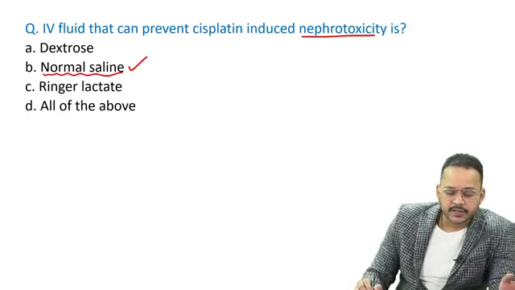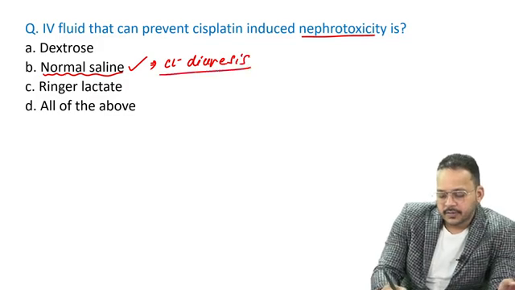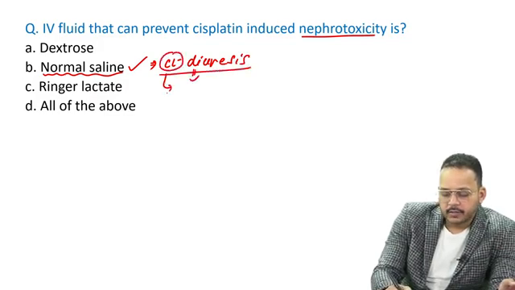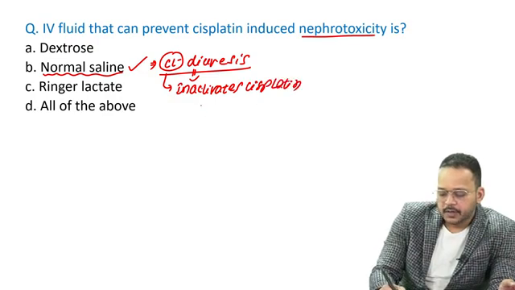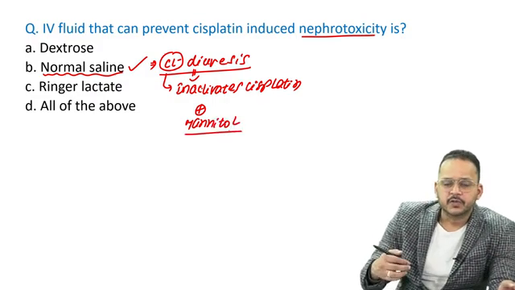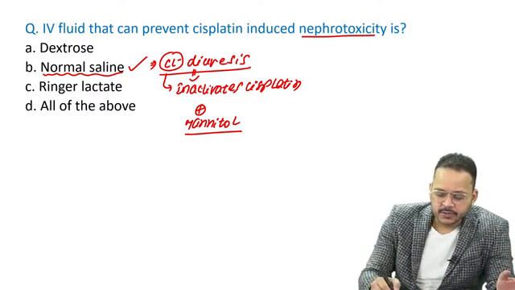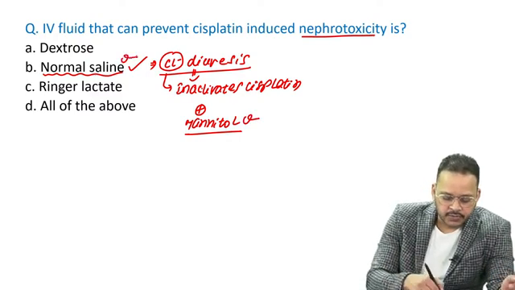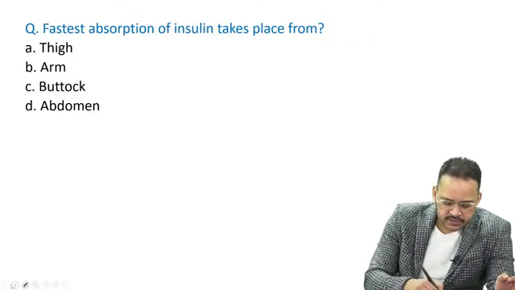Your answer is normal saline because normal saline causes chloride diuresis, and chloride inactivates cisplatin. Plus, we combine it with mannitol, because mannitol will produce forced diuresis and kick out the inactivated cisplatin as soon as possible. So these are the two things they ask you, right? Which are used to prevent nephrotoxicity.